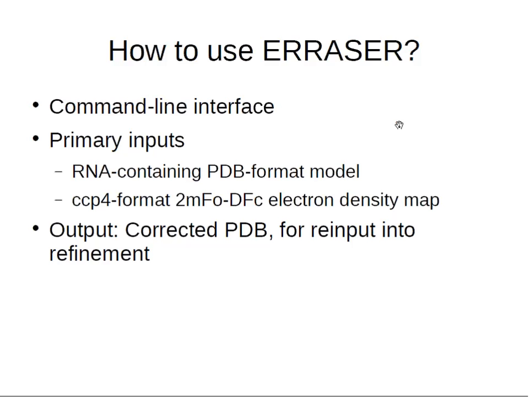In broad strokes, you need two inputs. You need a PDB formatted model containing your RNA structure, and you need a CCP4 formatted electron density map to go with it. The electron density is just so that Rosetta knows not to drift too far from your observed density when proposing geometrically better solutions. The output that you get from Erraser is a corrected model in the PDB format, which is ready to be re-input back into your refinement pipeline.